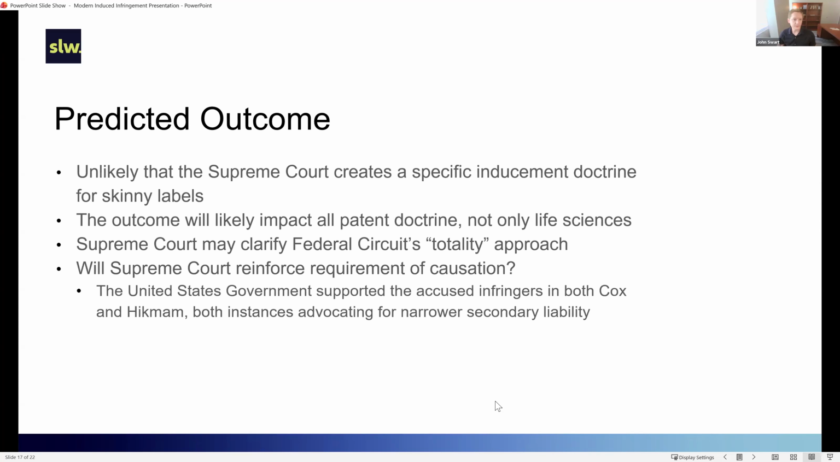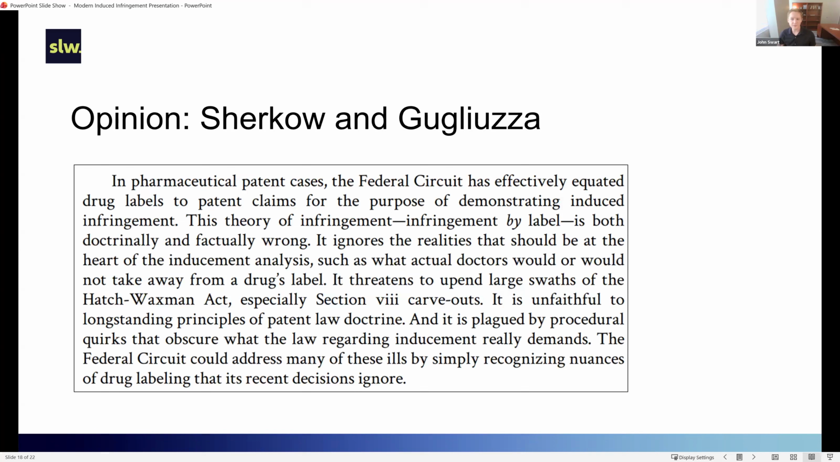So there are three opinions that I wanted to cover. I read three very helpful documents. The first was by Jacob Sherkow and Paul Gugliuzza out of the University of Illinois College of Law. They have a paper, which is linked at the end of this presentation, that I found very insightful.